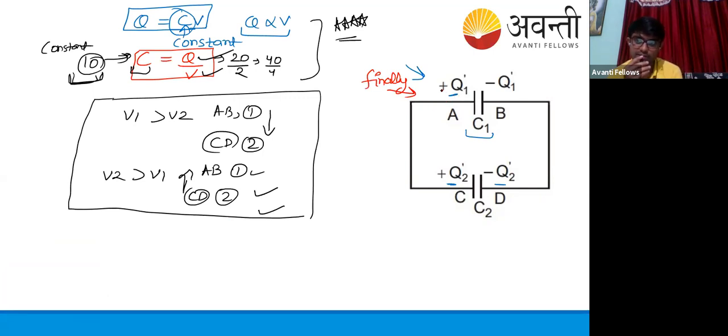Due to the potential difference there will be charge flow, and then there will be a stable condition, and the capacitor plates will again attain stable charges. That is new charges: the first plate has plus Q1 dash and the second plate of the first capacitor has minus Q1 dash. The first plate of the second capacitor has Q2 dash charge, the positive plate, and the negative plate has minus Q2 dash.